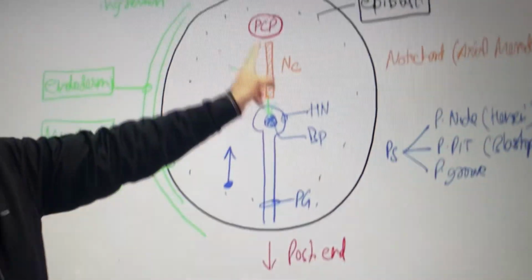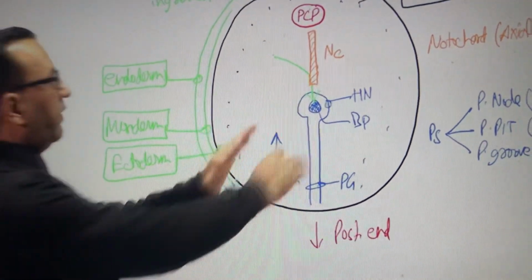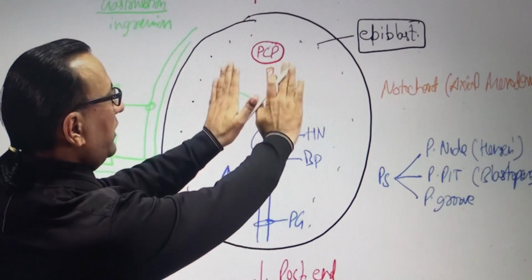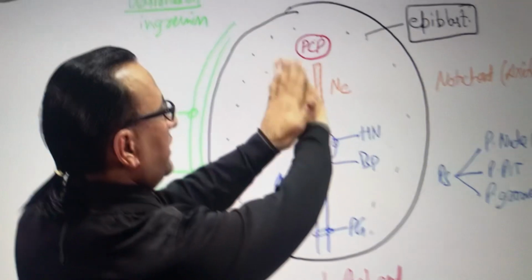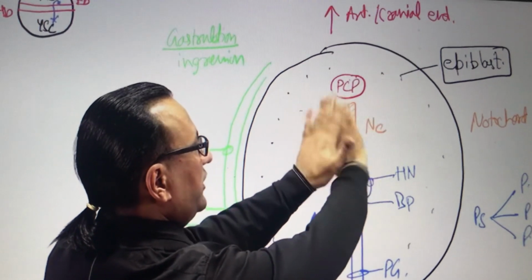This axial mesoderm is important because it stimulates the overlying ectoderm to form the neuroectoderm. In the periphery there is surface ectoderm, and if somehow you remove the notochord, the central neuroectoderm may not form, and the nervous system may not form.